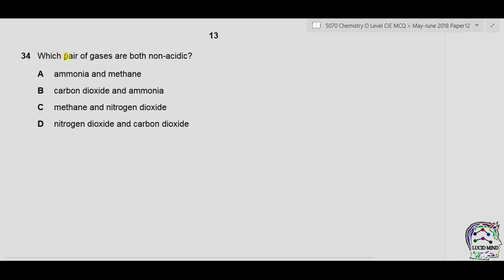Question 34. Which pair of gases are both non-acidic? Now, non-acidic means that the gases can be basic or the gas can also be neutral. Option A, we have ammonia and methane. Ammonia is a basic gas while methane is a neutral gas. So A could be the correct option.